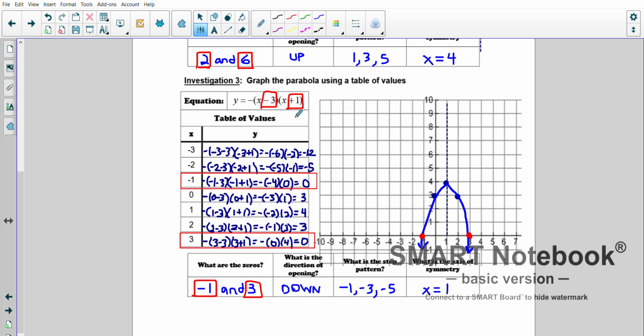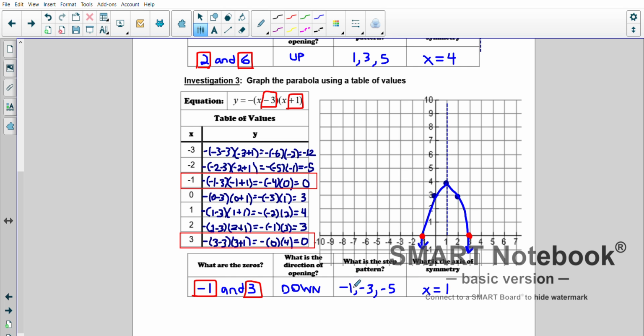So by the time it's all graphed, it's going to look like this. Let's fill in the key information. The zeros are negative 1 and positive 3. Notice this time the parabola opens down, and we're not surprised by this because there's actually a negative 1 in front of this equation. So that has the exact same impact as it did in the vertex form. When that number is positive, it opens up. When it's negative, it opens down.